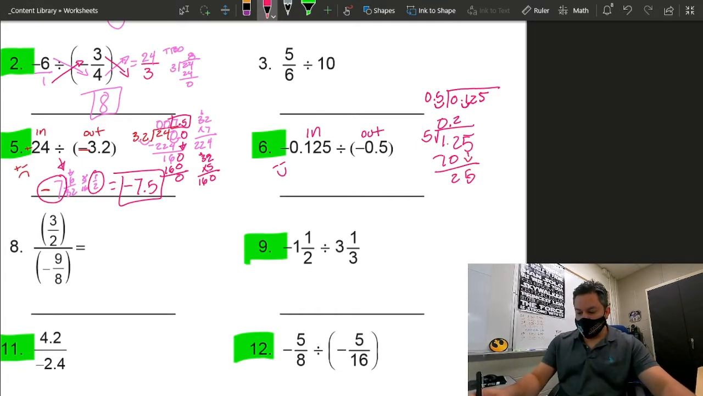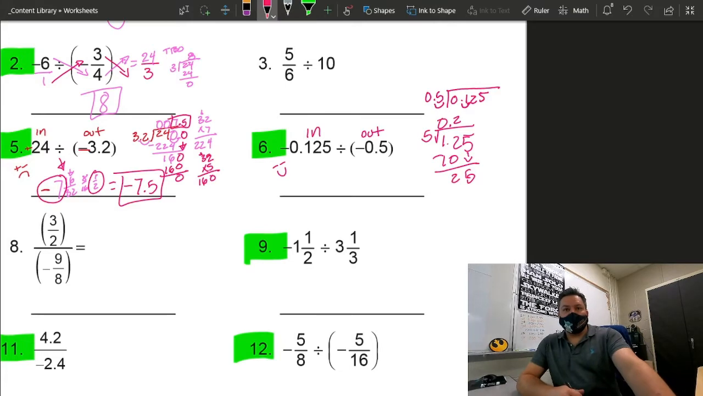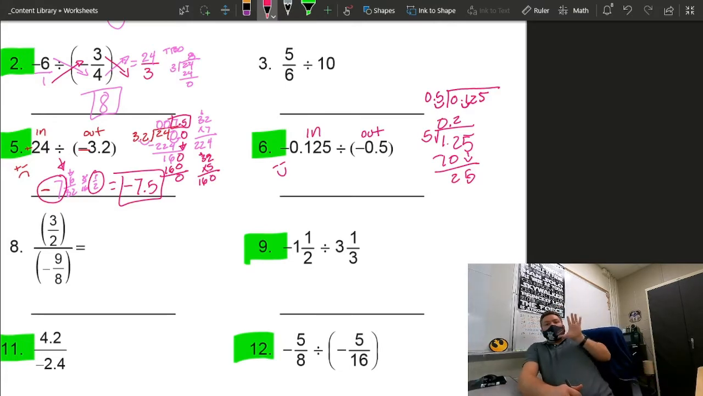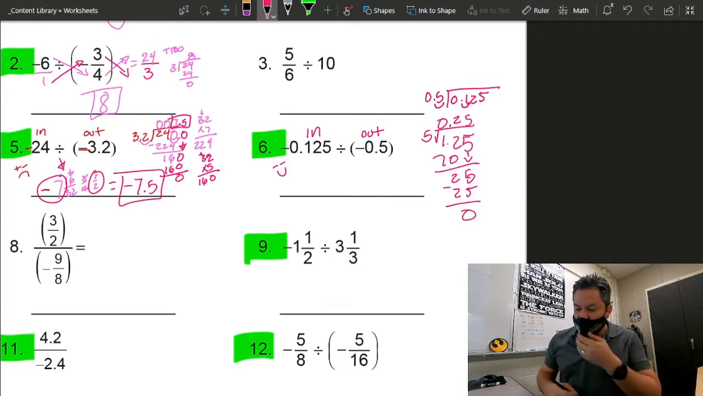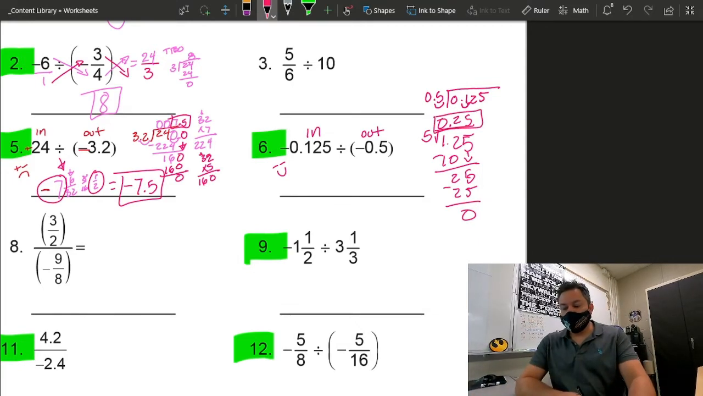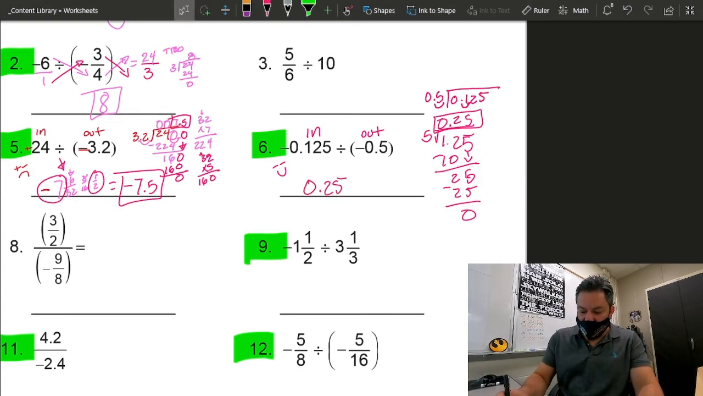25. How many times does 5 go into 25? 5, 10, 15, 20. 5, right? 5 times. 5 times 5 is 25. When you subtract, you get 0. So your answer is going to be 0.25. How will you write this as a fraction?